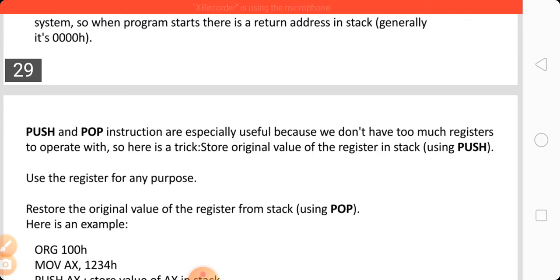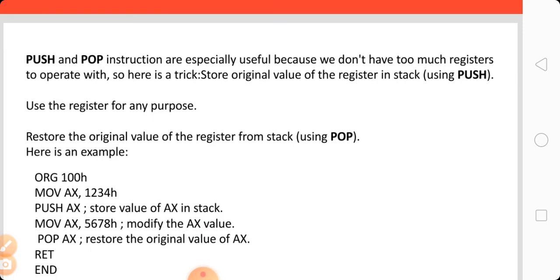Now push and pop instructions are especially useful because we don't have too many registers to operate with. So here is a trick: store the original value of the register in the stack using push, use the register for any purpose, then restore the original value of the register from the stack using pop. Here is an example. Here ORG 100H means the origin is 100H.